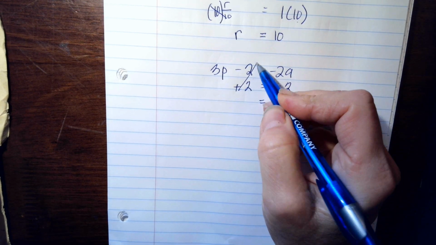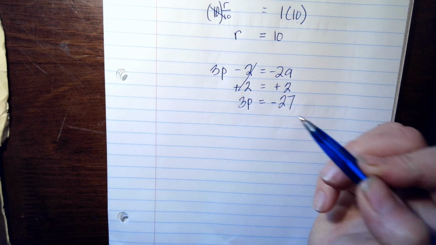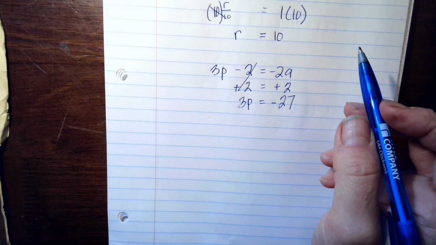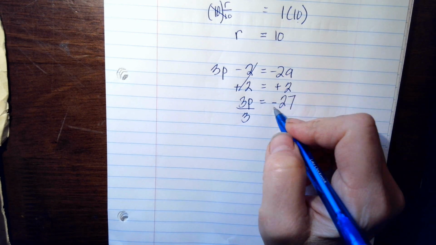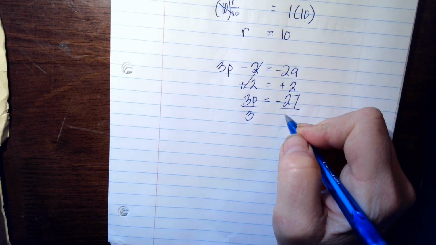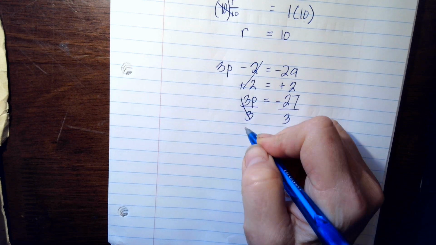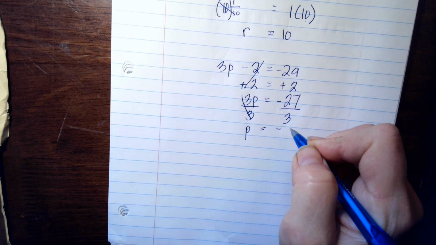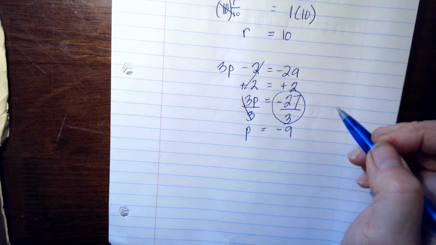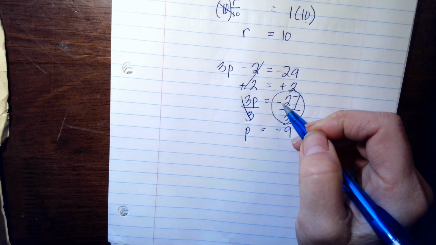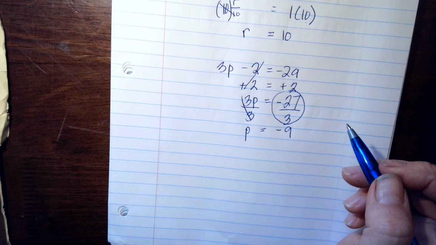What's left on this side is 3p. They're multiplying, so I divide. I'm going to divide this side by 3. Anything I do to one side, I do to the other. P equals negative 9. The reason why it's negative 9 is because we're now dividing, and I have a positive integer and a negative integer.